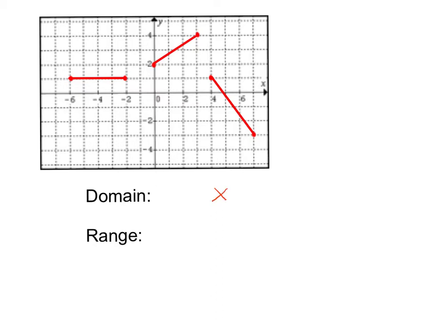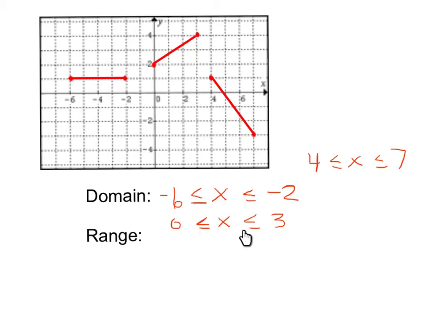So x can be anything greater than or equal to -6, but less than or equal to -2. It's also everything greater than or equal to 0, but less than or equal to 3. And lastly, if I can squeeze it in here, I'll put it up here. x is everything greater than or equal to 4, but less than or equal to 7. So again, this statement is that segment. This statement from 0 to 3 is this segment, and from 4 through 7 is that segment.